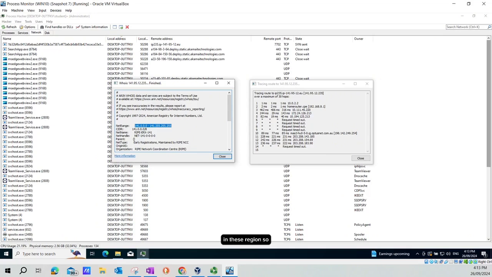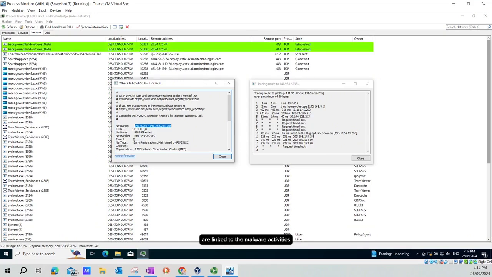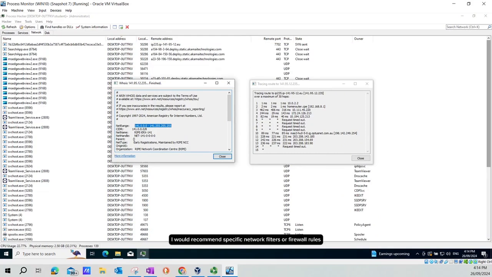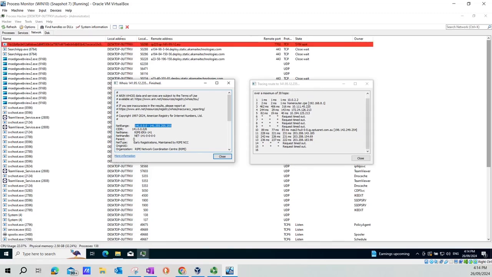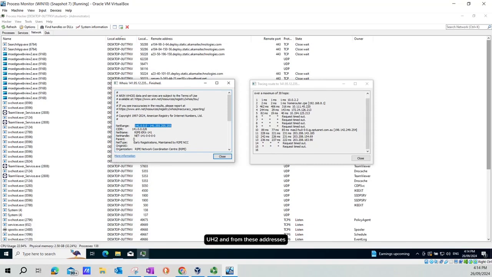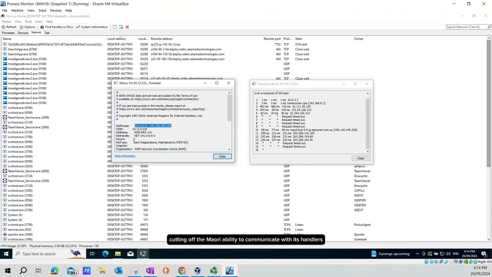So by defining and confirming that these IP addresses are linked to the malware activities, I would recommend specific network filters or firewall rules for our incident management team to block traffic to and from these addresses, effectively cutting off the malware's ability to communicate with its handlers.